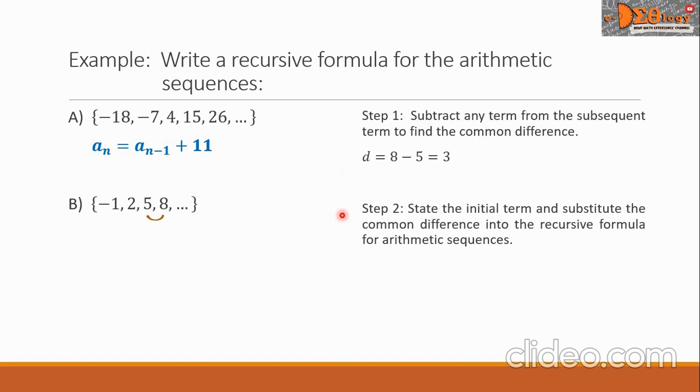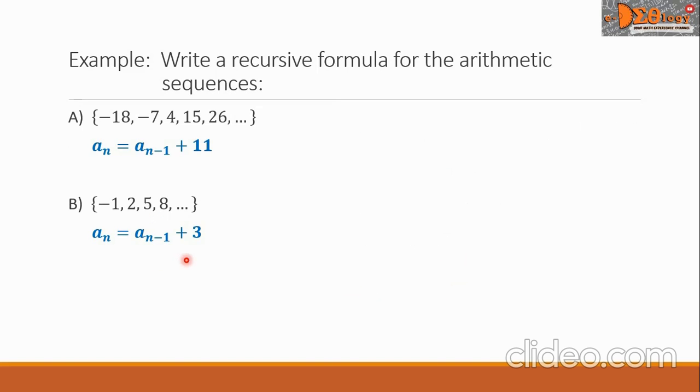Step 2 is we will write the recursive formula, and then we will just substitute the value for d. So here is the recursive formula, and for this d, we will just change this to the number 3, which is the d that we solved from step 1. So this is now our answer. We'll just copy this below problem B. So we are done with our problems A and B. These are our final answers.